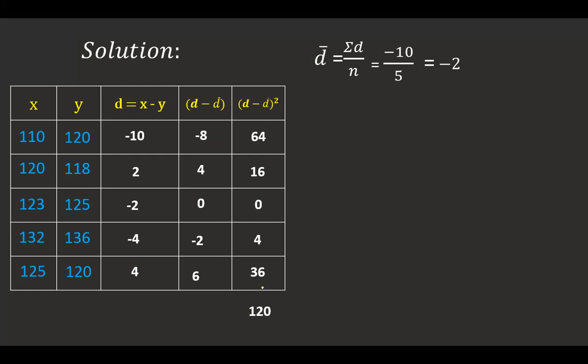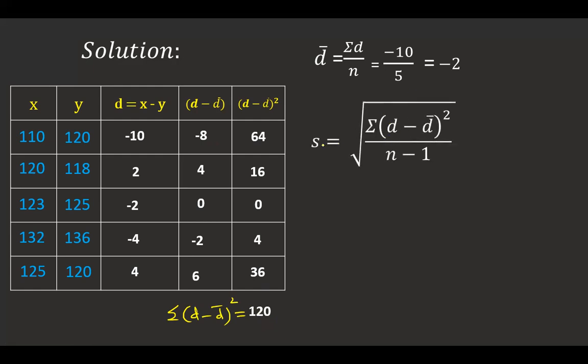I'm getting 120. So this 120 is written as sigma (D minus D bar) the whole square equal to 120. So what is my formula here for the standard deviation? I'm calculating D minus D bar. I'm going to write 120 in the numerator. Okay. So now 120 I have written. So my N is 4. Okay, now this, I'm sorry, N is equal to 5.